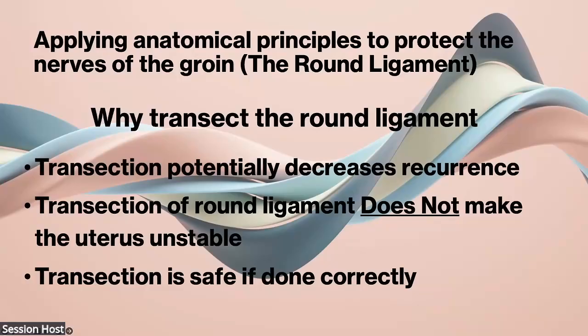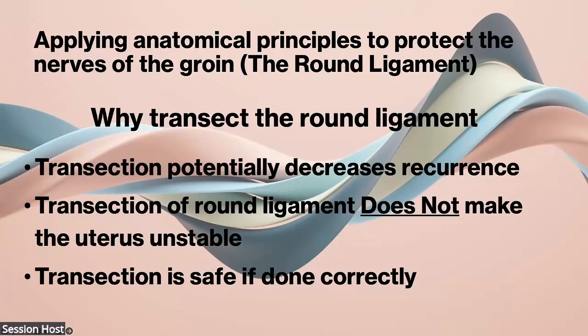Why transect the round ligament in females? So female surgery is somewhat different. We don't want you transecting the vas in us males, we hope, unless you're doing a vasectomy. But you can transect the round ligament in females. But you have to know the anatomy. Transection of the round ligament does not make the uterus unstable. So it is very safe, and I think it's important.